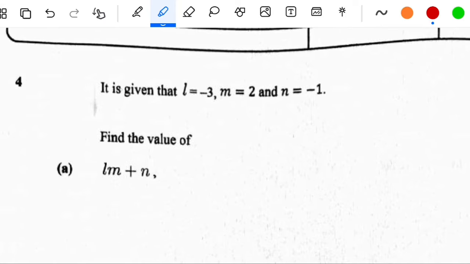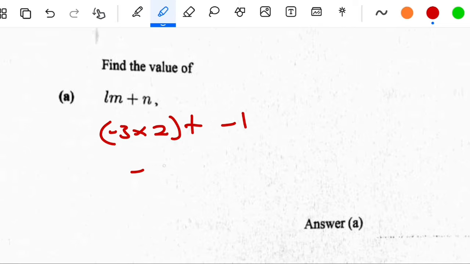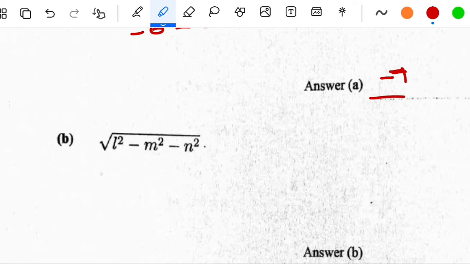Number 4, it is given that L equals negative 3, M equals 2, and N equals negative 1. Find the value of this one. So we say negative 3 times my M, which is a 2, plus my N, which is negative 1. I have negative 6 minus 1, which is going to be negative 7 there.